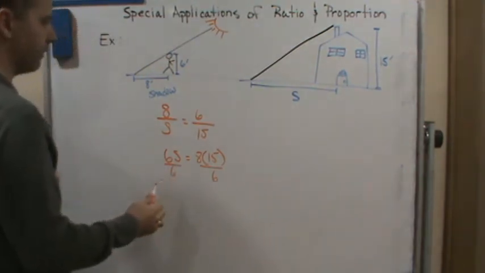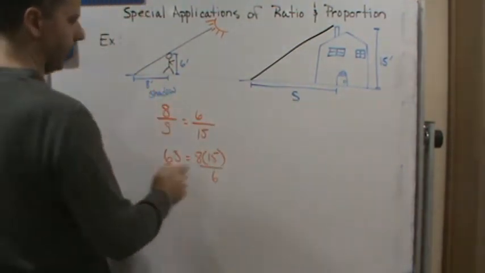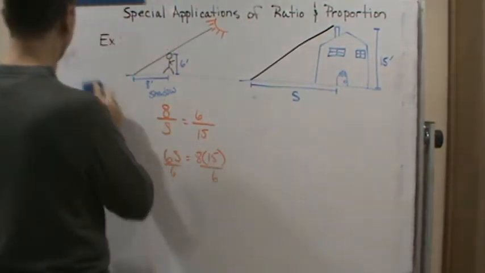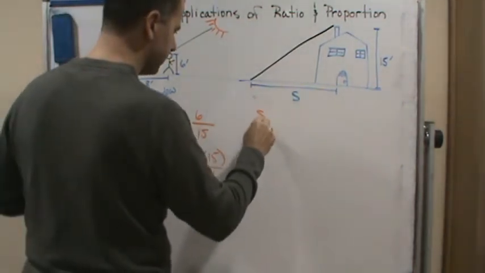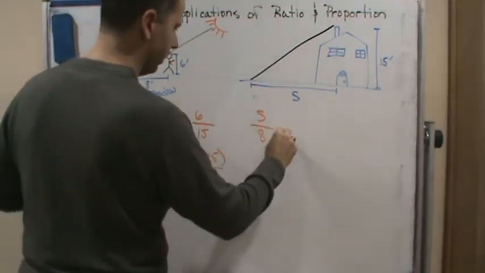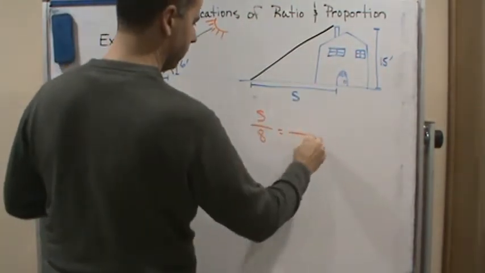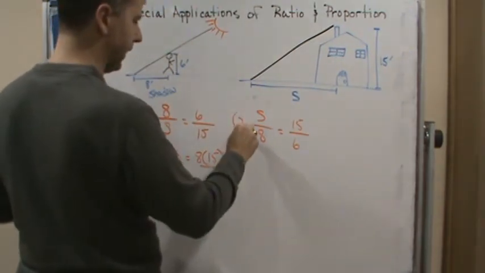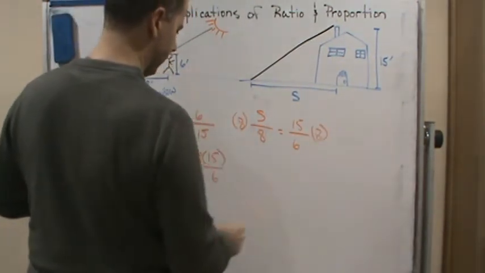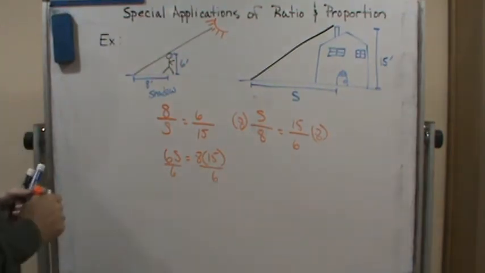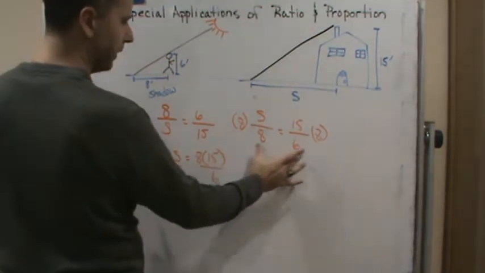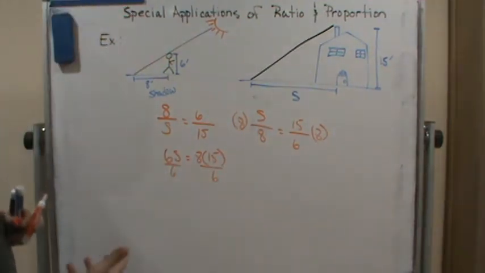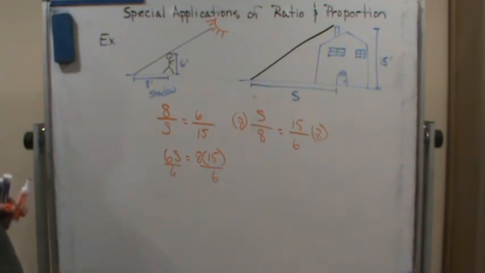But could I have done this way? Sure, I could have set it up S, oops, S goes with 8 equals 15 goes with 6. And then just multiply both sides by 8 and I get the same thing. Okay? So again, I could set it up this way or I can flip it. As long as if I flip one side, just make sure you flip the other side, right? Whatever you do to one side of the equation, make sure you do the same thing on the other side.